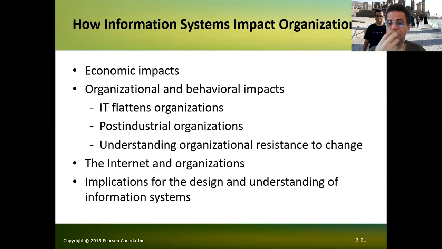And then you have the organizational and behavioral impact. The organization becomes flatter instead of very horizontal. There is a post-industrial organization after this gets implemented, and there is understanding of organizational resistance to change, where the information system helps you see whether the organization is really resisting the change or not. It can also smooth the change if the people in the organization accept the information system but resist the change. With this system you can put different processes there, and that can smooth the organization's changing to that.